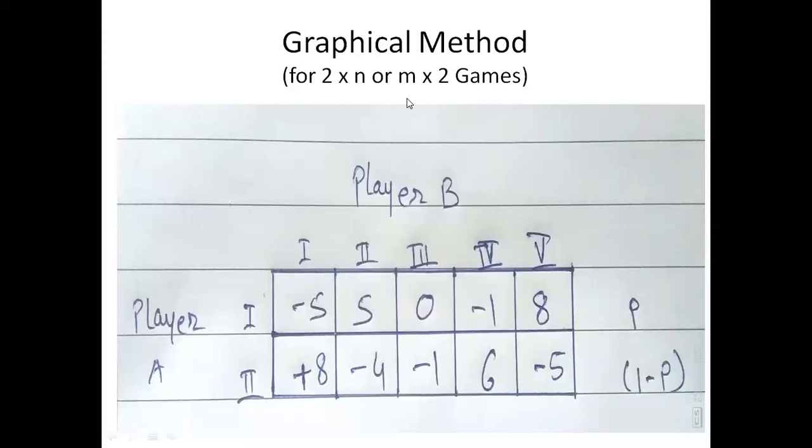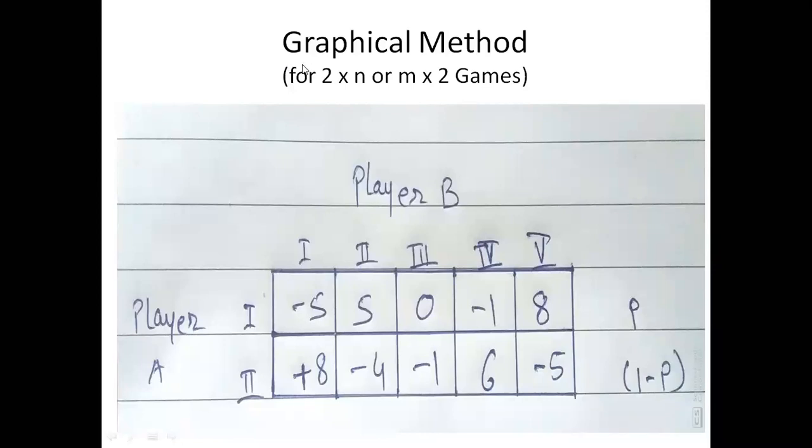So you'll try to reduce it by the principle of dominance. Correct. And then you'll try to get it into a 2 cross 2 form. Correct. So no, not 2 cross 2 form. Here you will try to bring the game into 2 cross n or m cross 2. Ultimately you require 2 cross 2 only. But before that, in order to solve with a graphical method, you require a game in this form, 2 cross n or m cross 2. And then you reduce this game into 2 cross 2 by applying the graphical method.